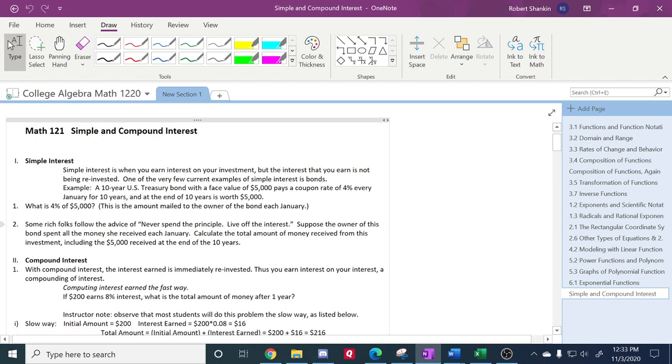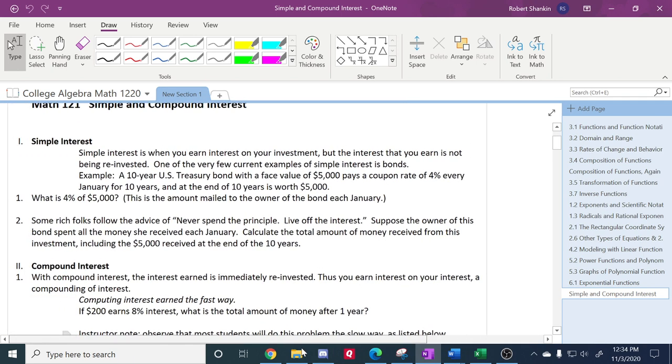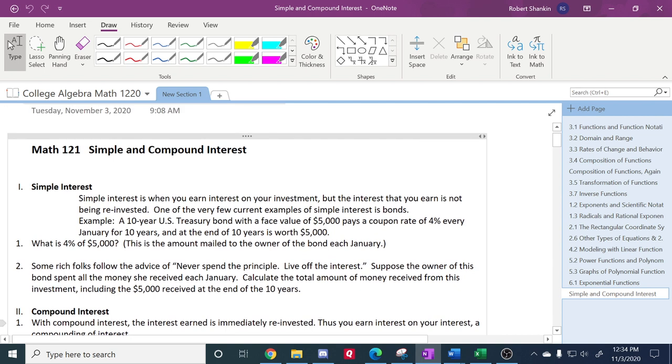And let's go to simple and compound interest. Simple interest is when you earn interest on your investment, but the interest that you earn is not being reinvested. And this doesn't happen very often anymore. One of the very few current examples of simple interest is bonds. For example, a 10-year U.S. Treasury bond with a face value of $5,000 pays what they call a coupon rate of 4% every January for 10 years, and at the end of the 10 years is still worth $5,000.